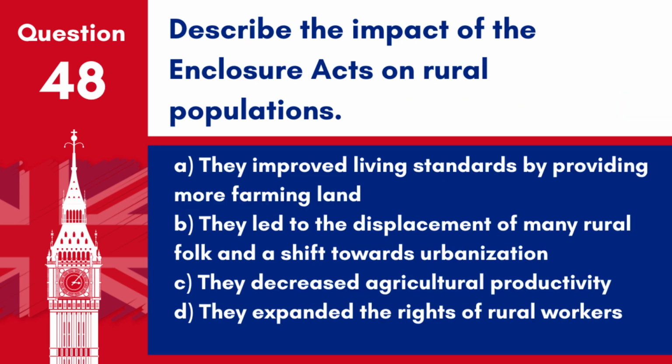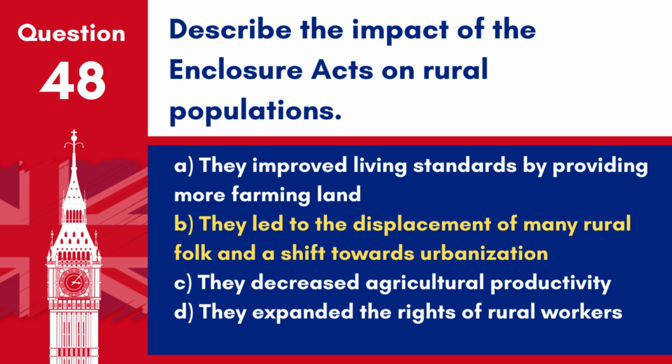Question 48. Describe the impact of the Enclosure Acts on rural populations. A. They improved living standards by providing more farming land. B. They led to the displacement of many rural folk and a shift towards urbanization. C. They decreased agricultural productivity. D. They expanded the rights of rural workers.